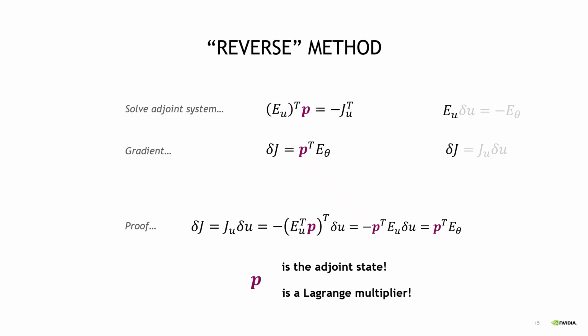So it's a very easy proof that shows that this is an alternate way of computing the gradient. And for those of you who know the theory of constrained optimization, P is actually the Lagrange multiplier.